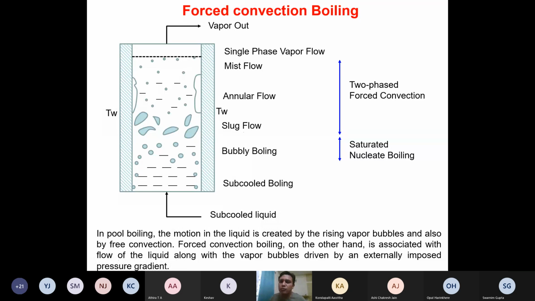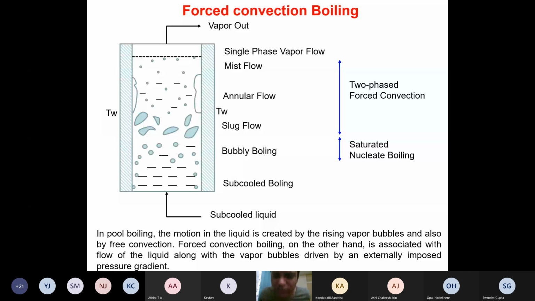Why are we saying forced convection boiling? Because this liquid is being pumped through an external force here, and based on that the vapor comes out. So it's not natural convection. This is all about forced convection boiling. There are some more details and correlations given about forced convection boiling, but we will not go through those in this course. If you want more information, you are free to get it from the book.